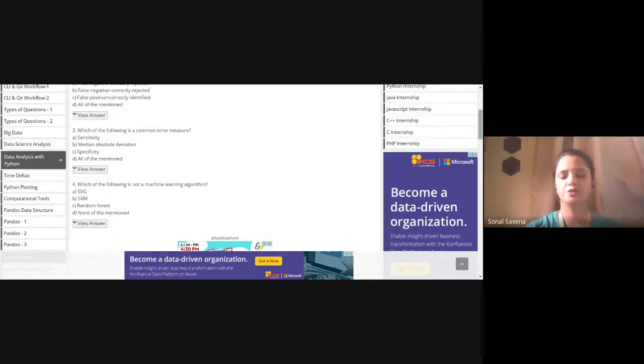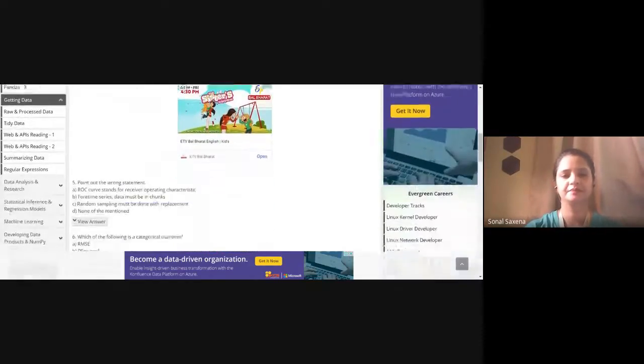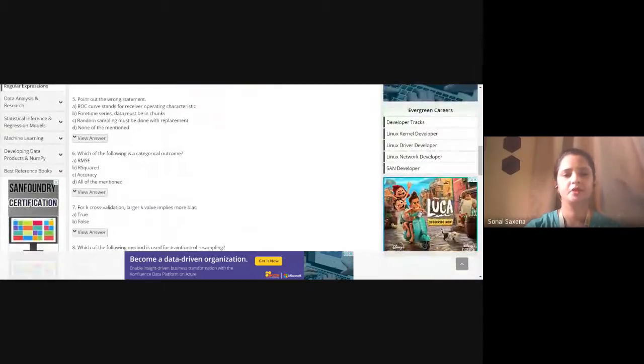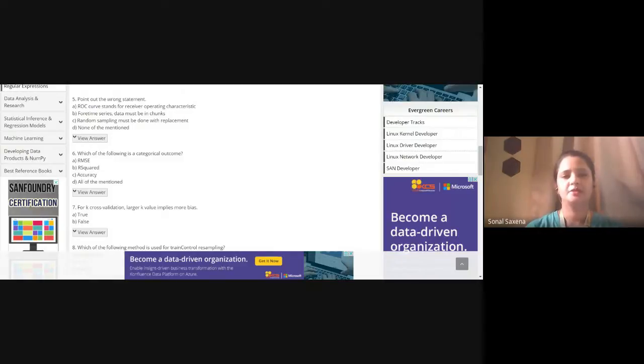Now let me take you to the next set of questions. These are the next three questions, 5, 6, 7. Question 5 says, point out the wrong statement. A, the ROC curve stands for receiver operating characteristic. B, for time series, data must be in chunks. C option says, random sampling must be done with replacement. And the D option says, none of the above mentioned. So try to answer them quickly.